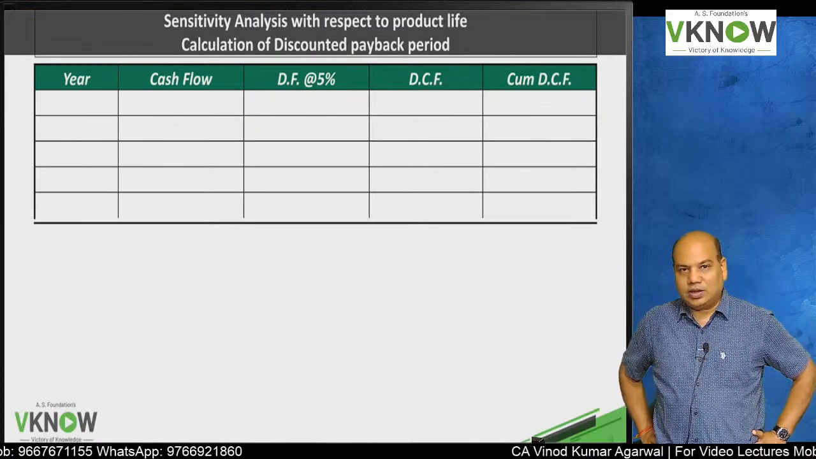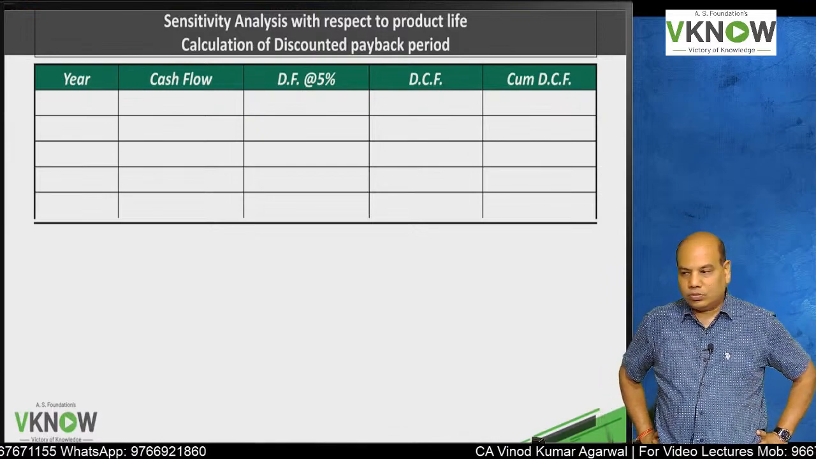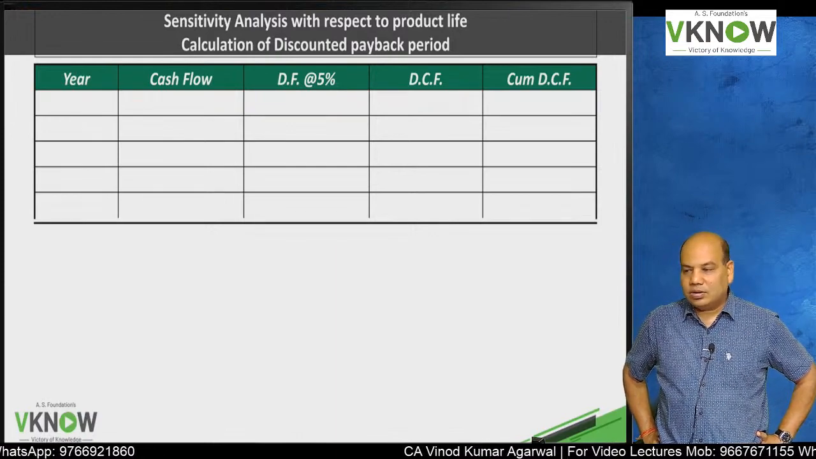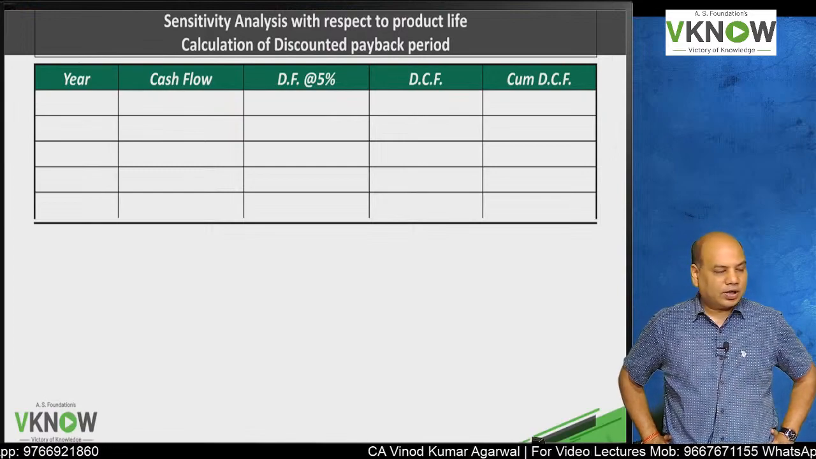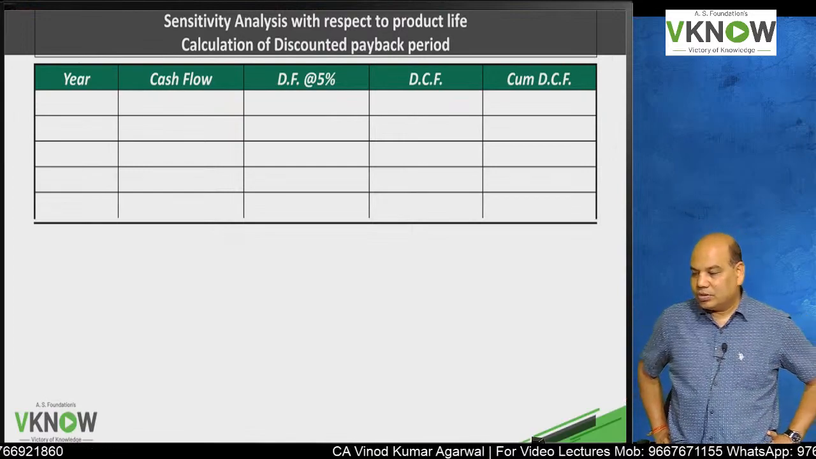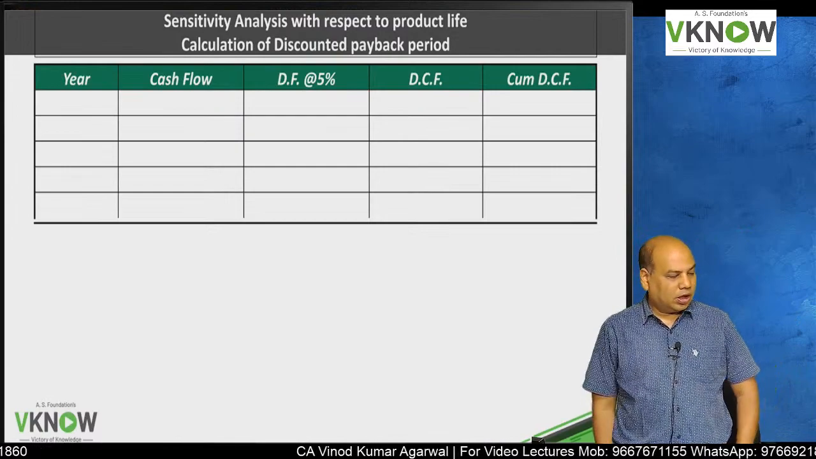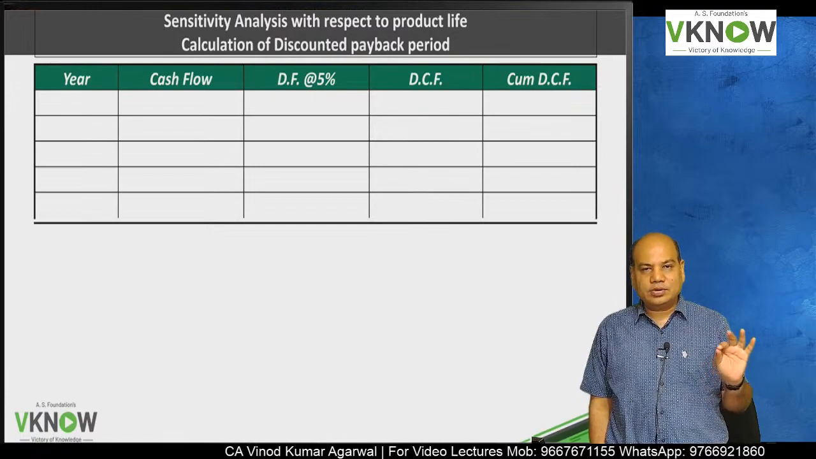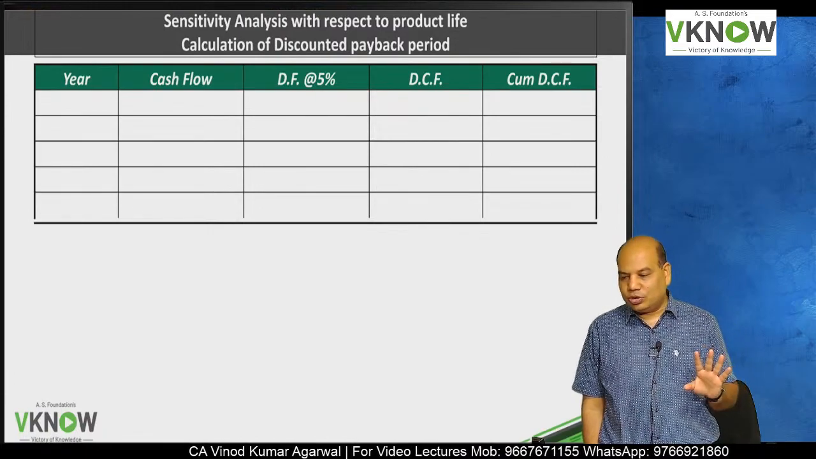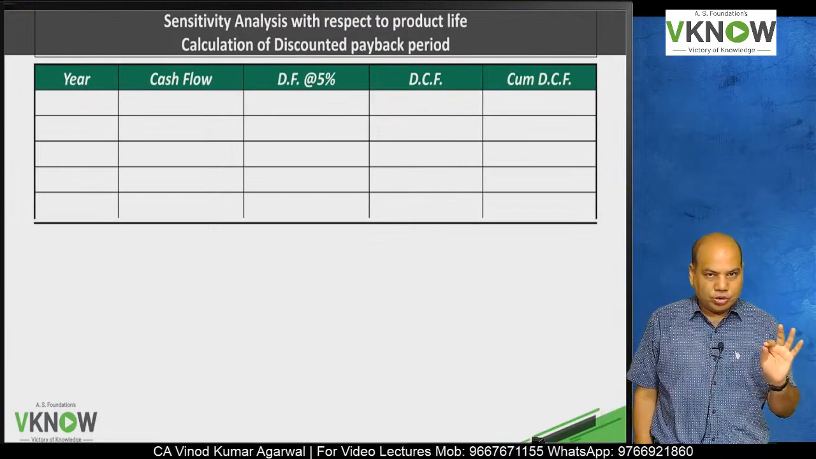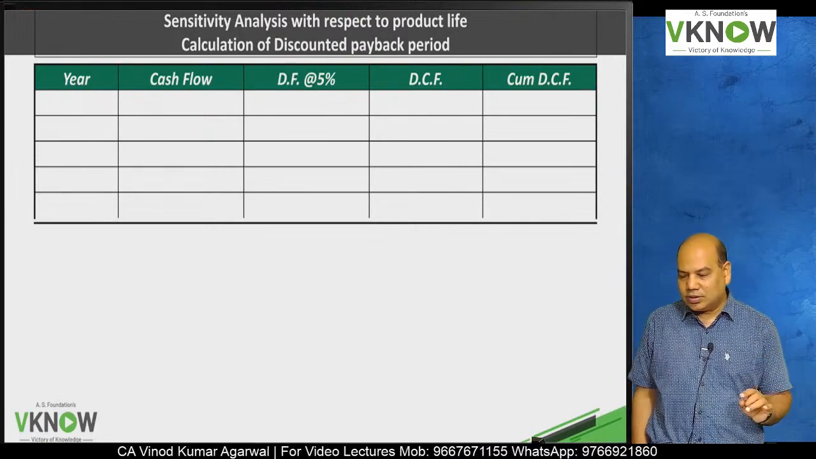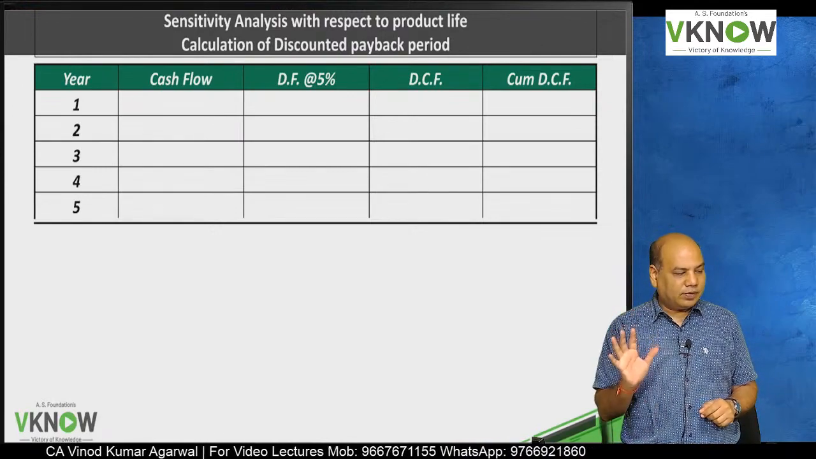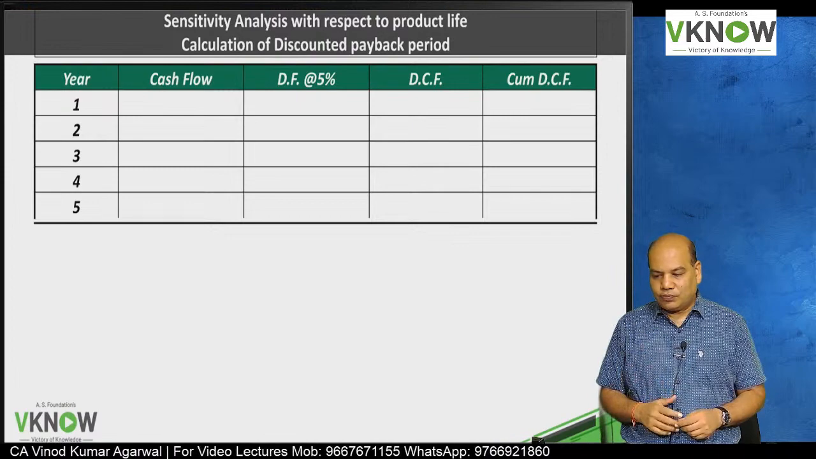Today for the second time we are doing it. Question is very, very important. Columns: year, cash flow, discounting factor at 5%, discounted cash flow and cumulative discounted cash flow. Last column is cumulative discounted cash flow. If you don't want to write discounted cash flow, you can write present value. Like the previous question, this time it is a 5-year problem: 1, 2, 3, 4, 5.